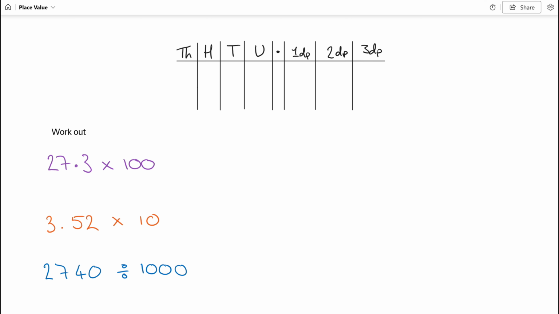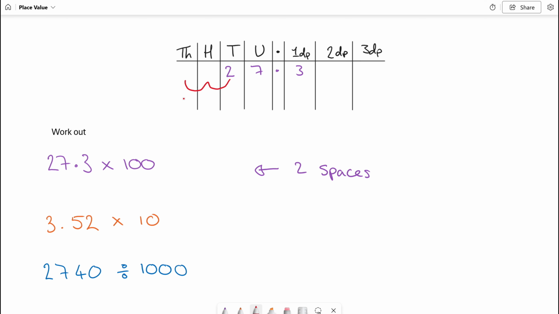So now we've got 27.3 times 100, yeah? So I'm going to put 27.3 in our chart. Now we ask ourselves the question, it is multiplication, so we're moving to the left. How many zeros? 2, so 2 spaces, yeah? So we're moving to the left, 2 spaces, so what happens now is we can take either the first number or the last number and move it across. I'm going to take the first number. We're going 2 spaces to the left, so this number is going to move 1, 2.